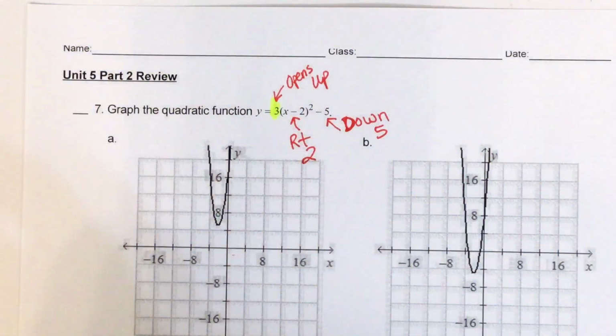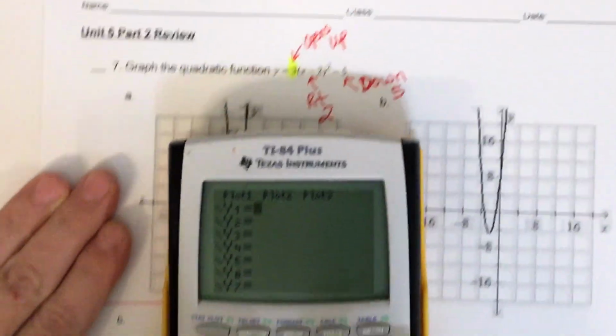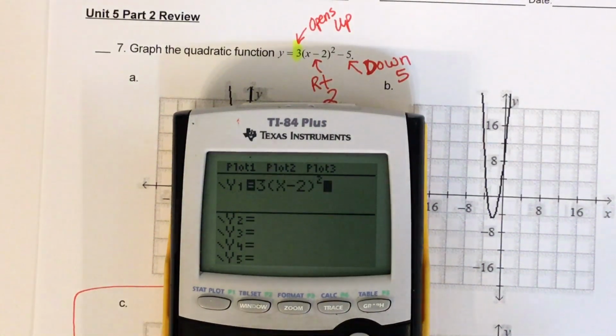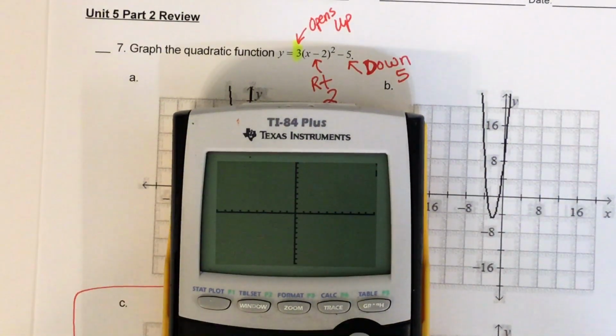And if you needed to, you could go to y equals, and you could type that equation in: 3 parentheses, x minus 2, close it, square it, and in the back, minus 5. And then you could hit graph and see what it looks like. And hopefully then you could definitely rule out A and B.